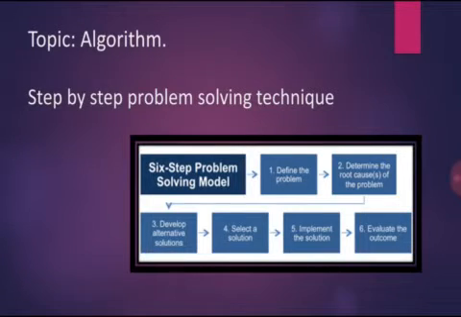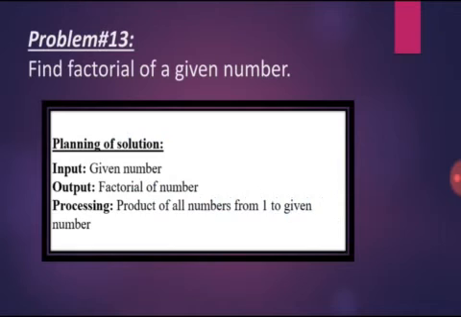First of all, it is required to understand a specific problem and then write its solution step by step, and then transform that algorithm into a diagrammatic representation. The diagrammatic representation consists of flow charts, which we will study after completion of the algorithm topic, but the step-by-step problem solving technique is known as algorithm. So today we have to study problem number 13, find the factorial of a given number.